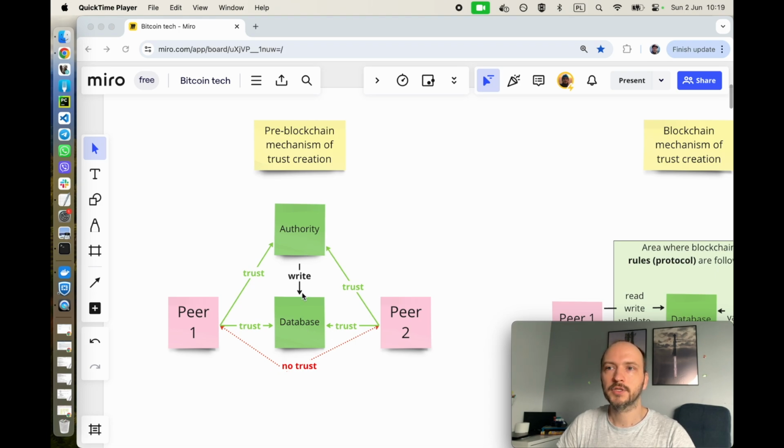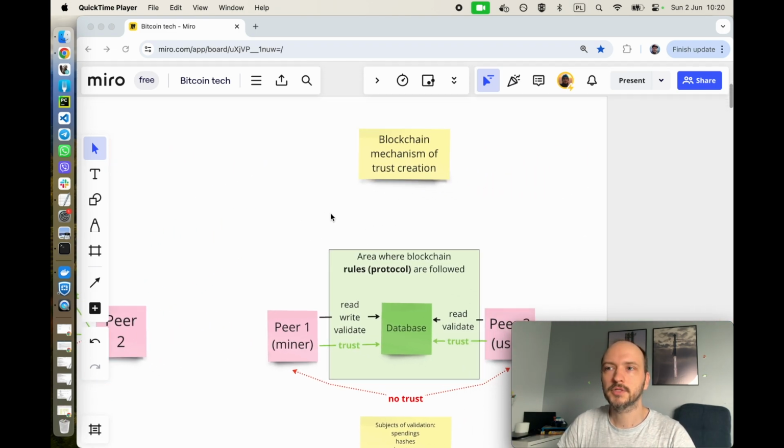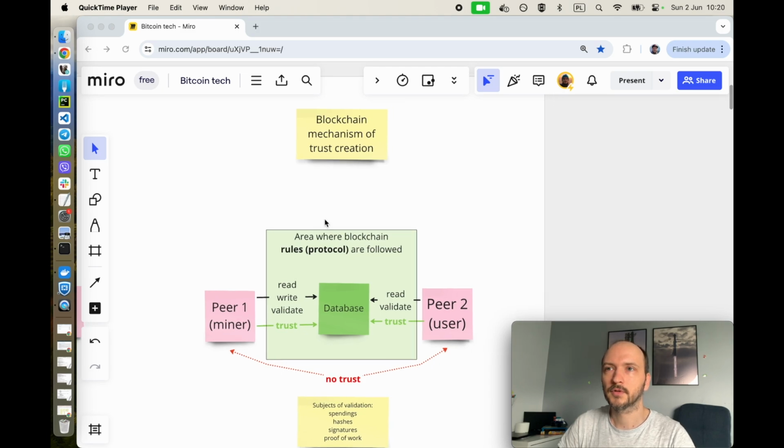And this authority writes some data in the database that the authority controls, and peers trust the database because they trust the authority. So in this case, an authority is needed to produce trust, and peers do not trust each other in such an area. They can trust, but basically some peers may be attackers, and people may not trust everybody. Okay, and how does it look in the case of Bitcoin?